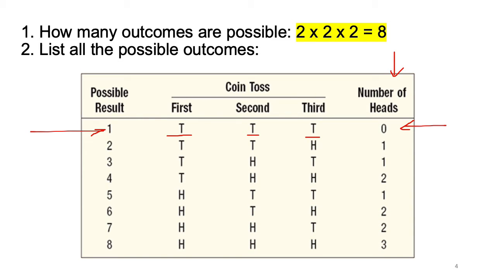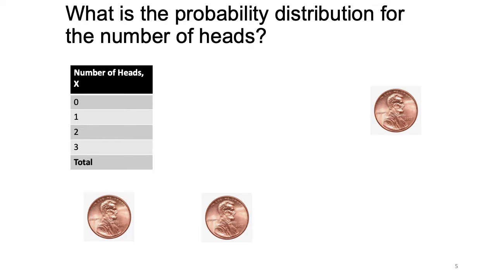So here are all the different possible outcomes. We have tails, tails, heads, tails, heads, tails, etc., all the way to the last one, which is heads, heads, heads. Now notice here we have the number of heads in each one of those 8 possible outcomes. So we could have 0 heads, 1 head, 2 heads, or 3 heads. We are interested in finding out the probability for the number of heads. So let's go to the next slide.